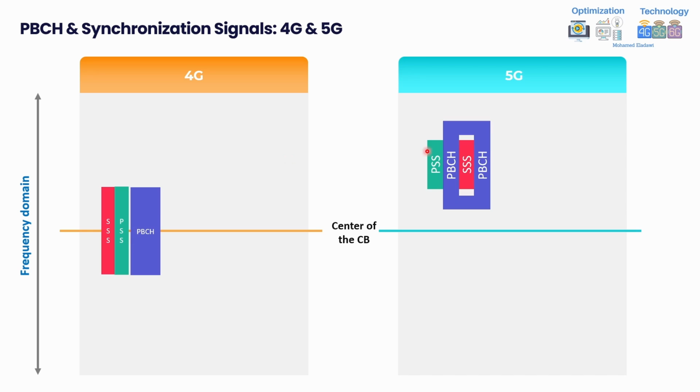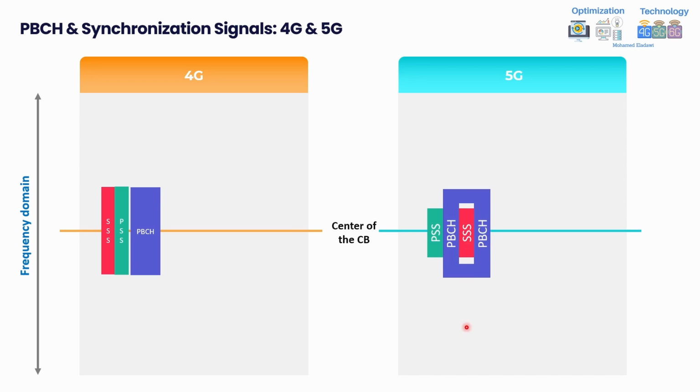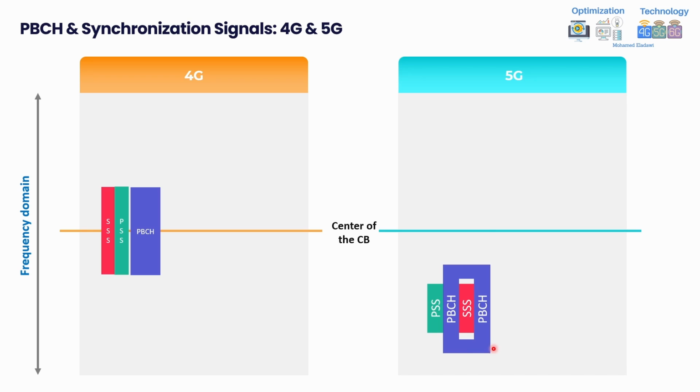While in 5G we have more flexibility now. It can be configured at any location, at the end of the band or the center of the band, or also at the start of the band. You need to keep this point in mind because it's very important. One of the most recommended actions for the SSB is about the frequency domain location.